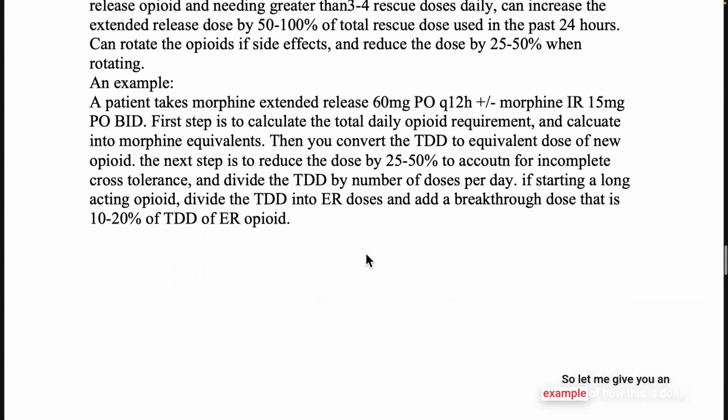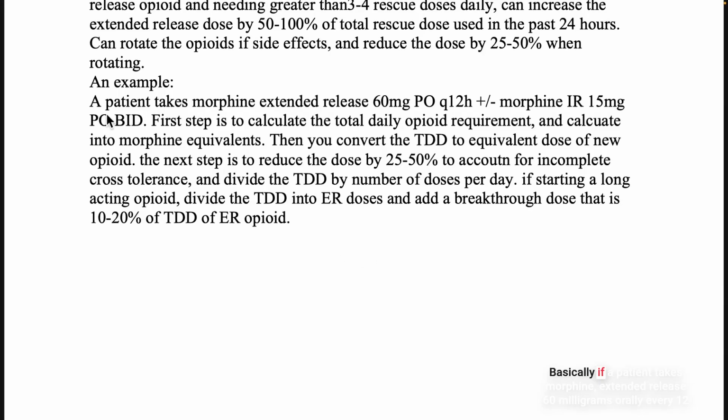So let me give you an example of how this is done. Basically, a patient takes morphine extended release 60 milligrams orally every 12 hours, plus or minus morphine immediate release 15 milligrams orally twice per day. First, calculate the total daily opioid requirement in morphine equivalents. There's a table for that. You figure out what the morphine equivalents are and how much they're taking on a daily basis. Then you convert the total daily dose to the equivalent dose of the new opioid.